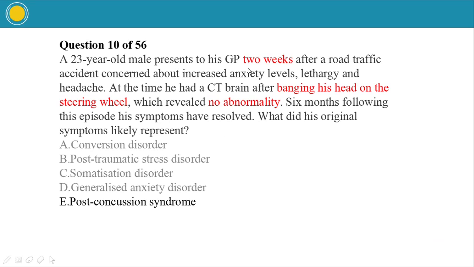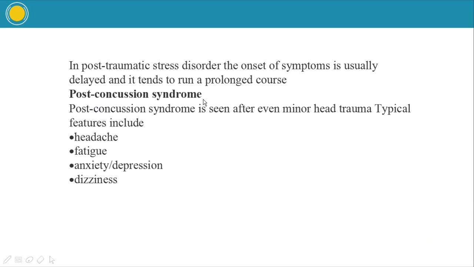那么他有两周前车祸的病史,而且做检查没有发现器质性病变。那么这个题目选对是很容易的,是 post concussion syndrome,脑震荡之后有些症状,而且症状很明显,六个月之后他的症状就已经缓解了,是吧?所以选对是没什么问题的。但是我们来一起看一下其他选项。Conversion disorder, post traumatic stress disorder, somatization disorder, generalized anxiety disorder. Post concussion syndrome,它的特点是什么?Headache, fatigue, anxiety, depression, dizziness. After trauma, most of the time minor head trauma.